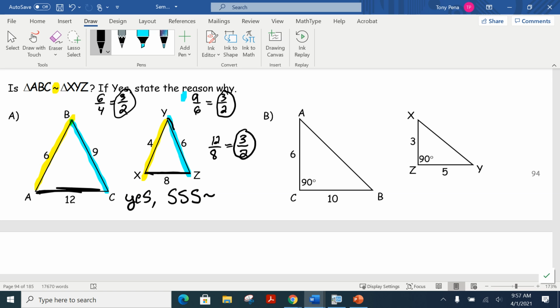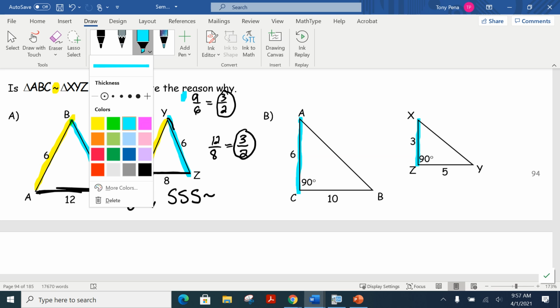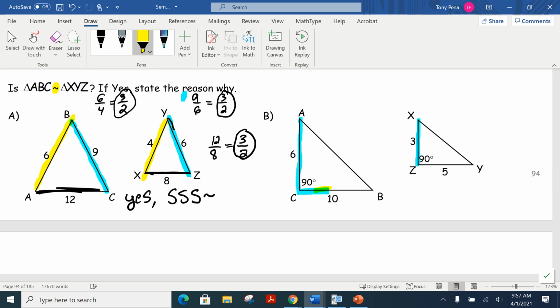So if you look at letter B, let's look at what's marked. So I have this side is marked. This side is marked. But we also have some angles, correct? So it's probably not going to be side, side, side. We have these angles in here. So let's look at the next corresponding set of sides. So here's this side, and it corresponds to that side. Let's first test those ratios.